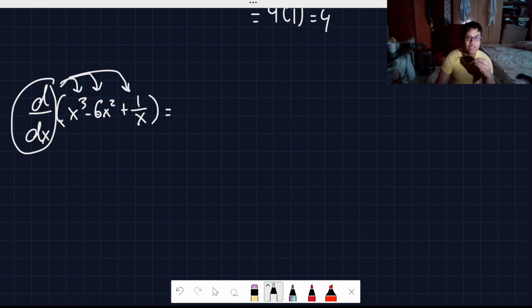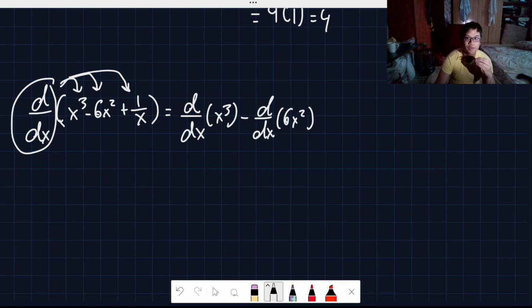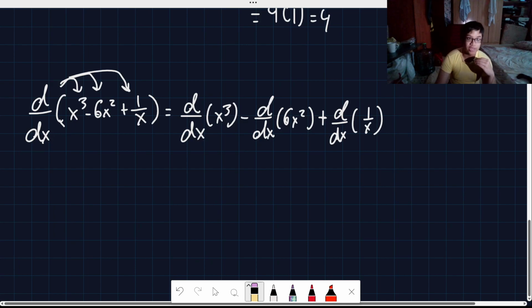So the result is we will have the derivative of x cubed minus the derivative of 6x squared, plus the derivative of 1 all over x. So yeah, that's it.